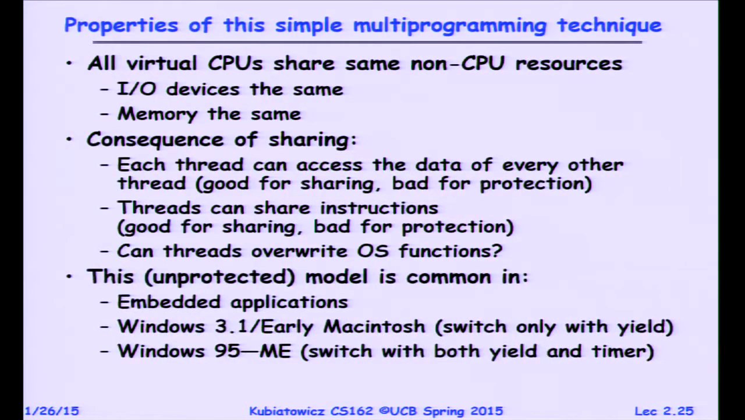And by the way, this unprotected model was very popular up until about 2000 or so. So embedded applications still tend to do this kind of multiplexing. All the early Windows and Macintosh machines all kind of shared the same address space. And the only way you got multi-threading was a given process, you couldn't even call it a process, a given thing that was running had to decide to yield frequently enough that all the other ones got some CPU time.